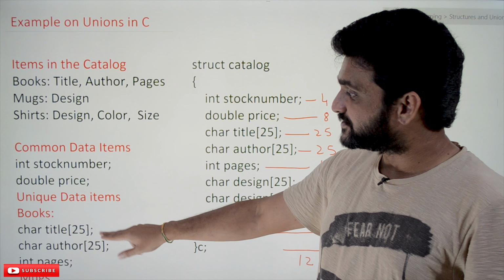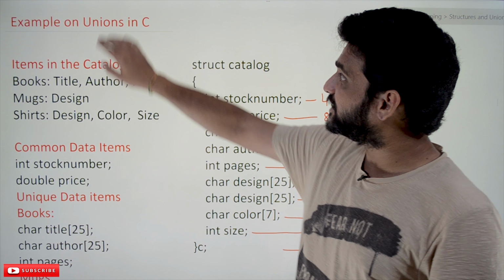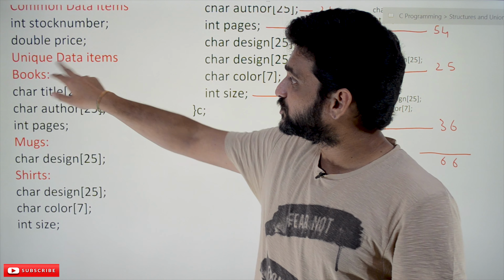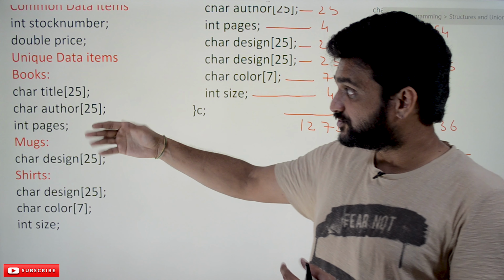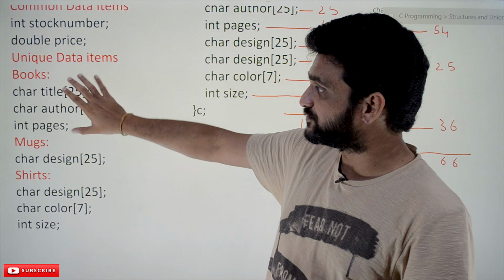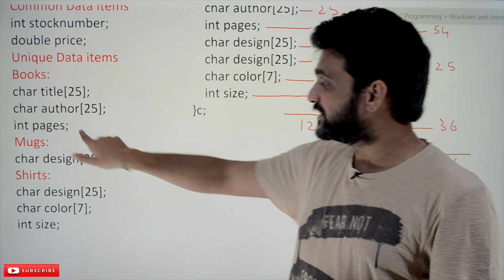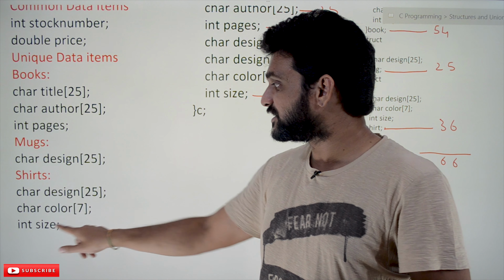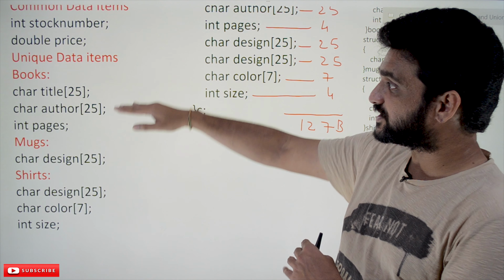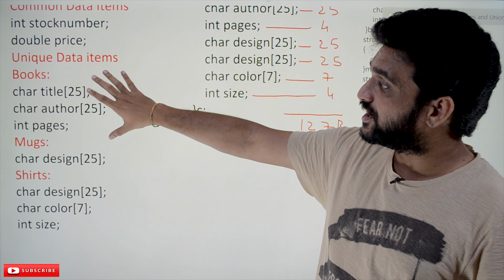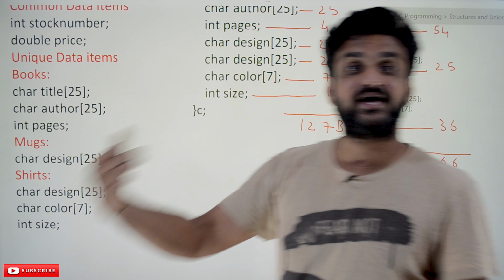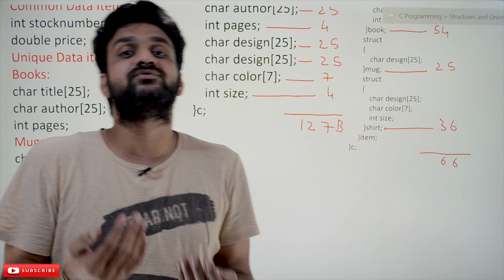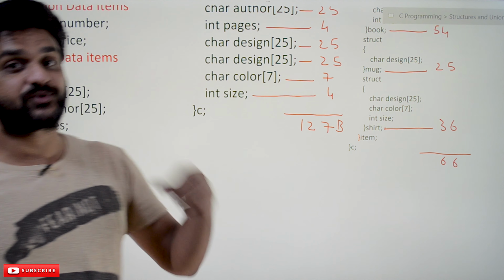And the unique data items: for books, the unique data items are title, author, pages. For mugs it is design, and for shirts it is design, color and size. So these are the data items which are unique for each item, and the common data items are these two. Now we would like to write the program for the catalog.